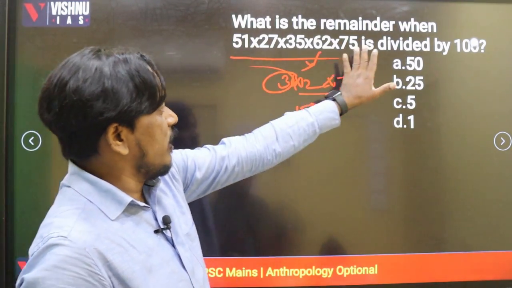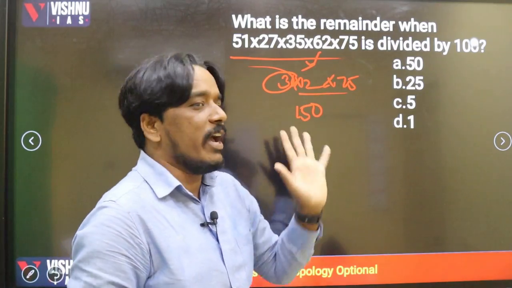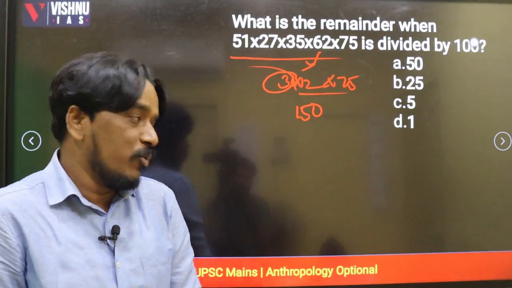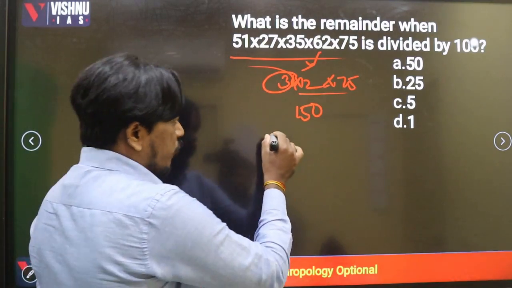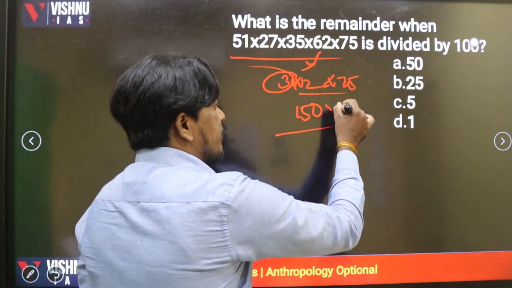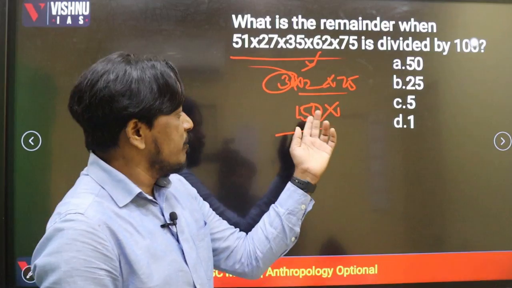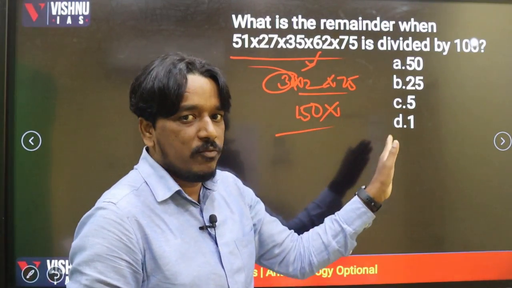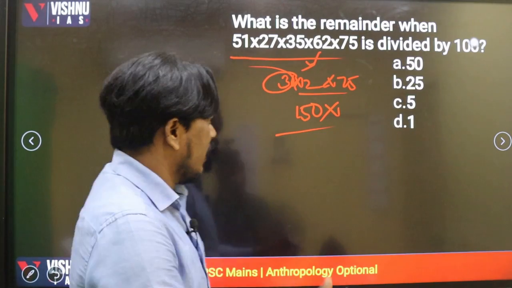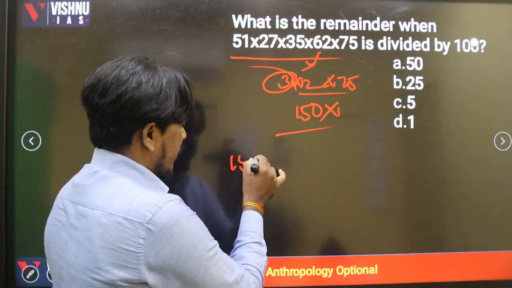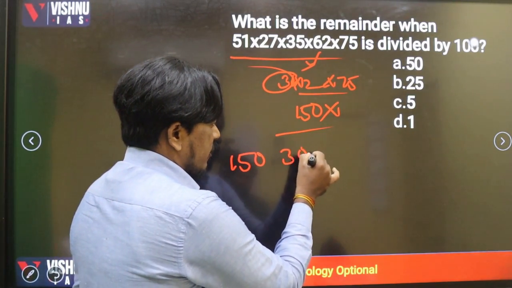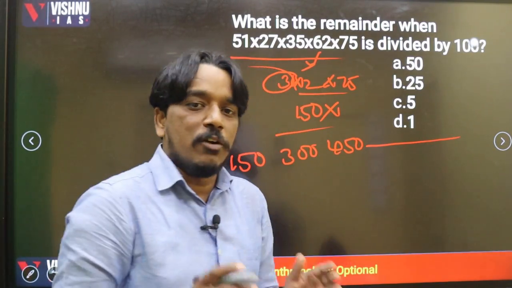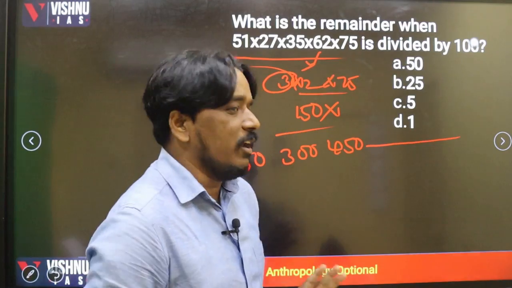So finally, the total and multiple product of all these things we are getting, just focus only on the digit value. Clear? It's 150. In this case, if you divide with any multiple of 150, 150 into 1, 150 into 2, 150 into 3, like that, if you take 150, 300, 450, all the multiples of 150, only observe the final end digits here.